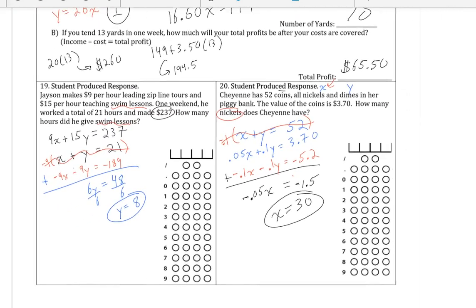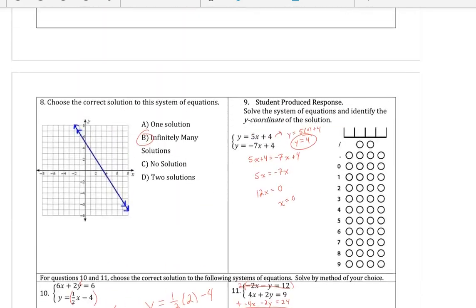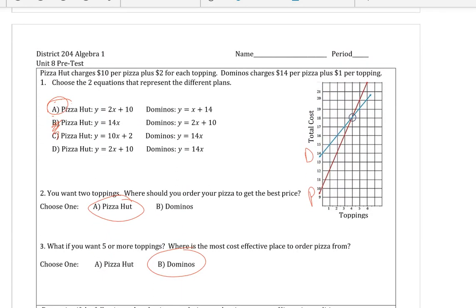All right, kept it under 20 minutes, not too bad. That is our Unit 8 review. Again, make sure we've asked all our questions, we've done our review, we're prepped and ready to ace this exam.